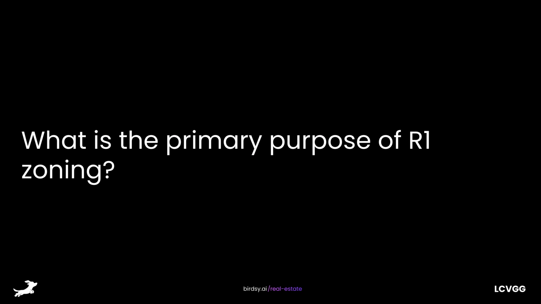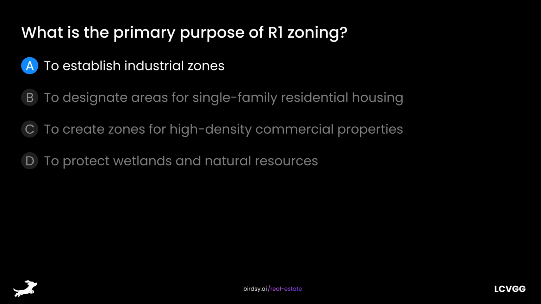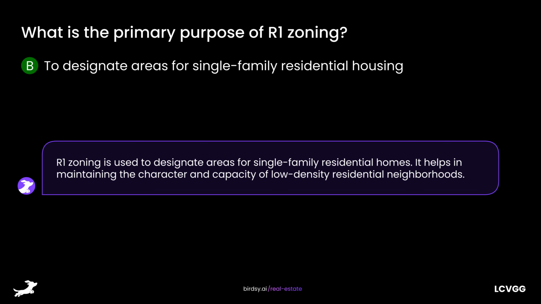What is the primary purpose of R1 zoning? Is it A, to establish industrial zones, B, to designate areas for single-family residential housing, C, to create zones for high-density commercial properties, or D, to protect wetlands and natural resources? The answer is B, to designate areas for single-family residential housing. R1 zoning is used to designate areas for single-family residential homes. It helps in maintaining the character and capacity of low-density residential neighborhoods.